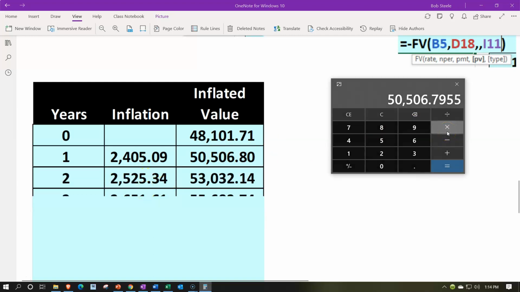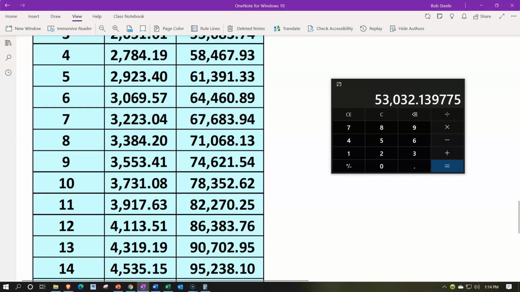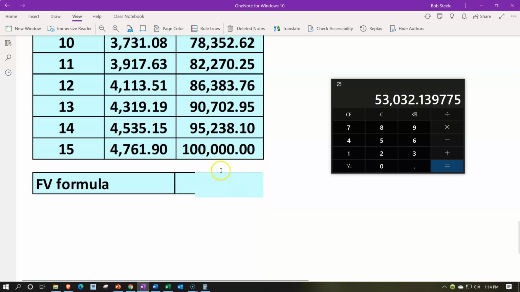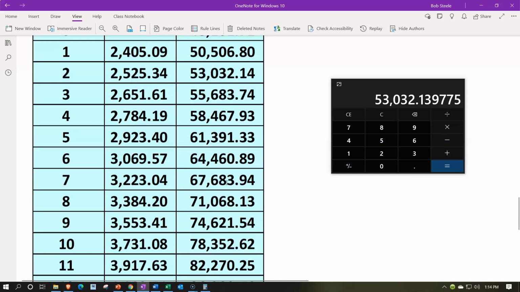Let's just do one more here. If I take that, multiply it times 0.05, interest is now at the 2,525.34. Adding that to the 50,506.80, we're at the 53,032.14. And so after 2 years, I would need 53,032.14 to buy the same basket of goods as the 48,101.71 in period 0. So if I did that all the way down, that would get us to our 100,000 on the future value, just to give us a table format to see how that would work.